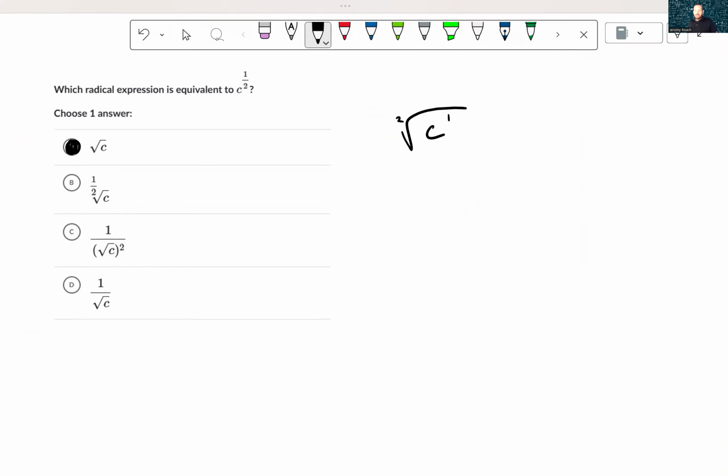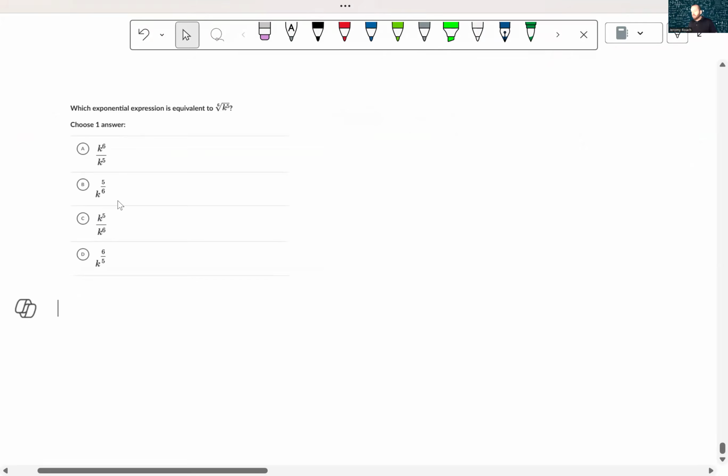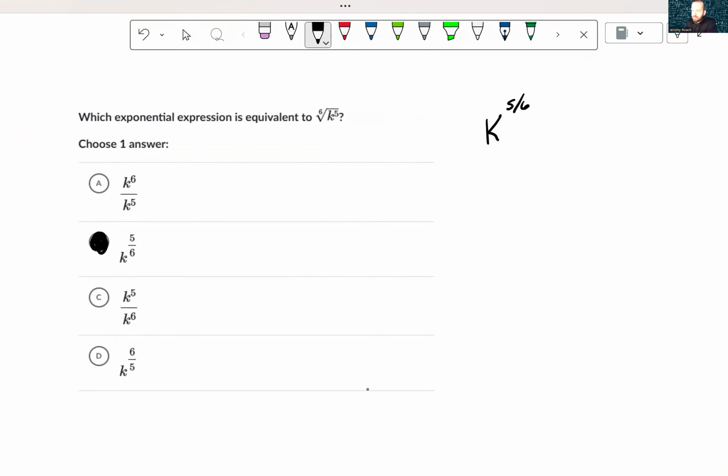Okay, so most of these are going to be in that format. Next, we're going to look at fractional exponents when we have a number that's not just to the power of 1, pretty much just the same rule as before. So this wants us to rewrite this as a fractional exponent, and the numerator is on the inside, the denominator is the index, so this is just k to the 5/6. This one's going to just be b. Okay, we'll do one more here.